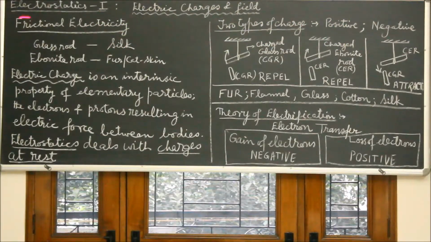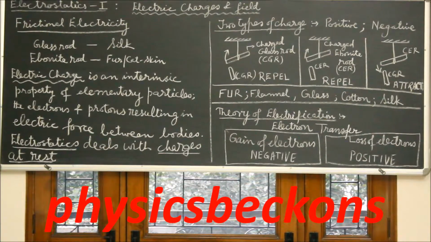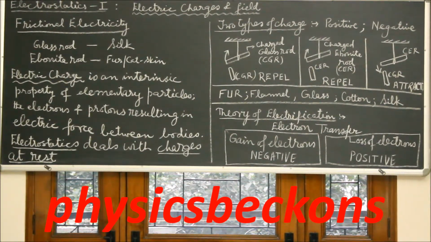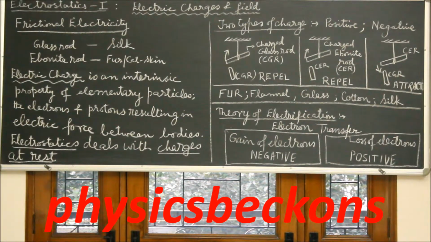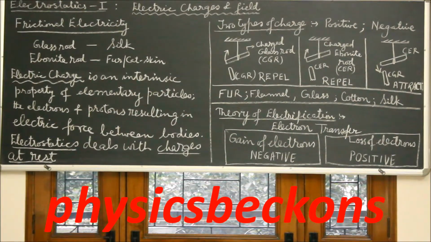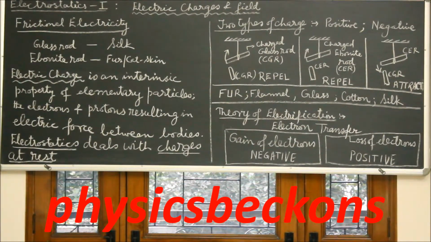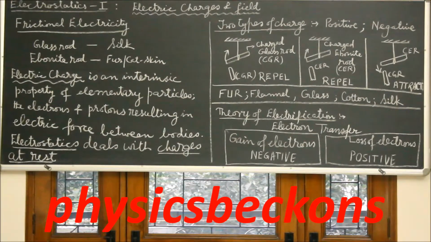In this present video titled Electrostatics Part 1, we will be studying about electric charges and electric field. It has been a matter of common observation that an ordinary plastic scale, when rubbed with our hair or skin, acquires the property of attracting small bits of paper towards itself.